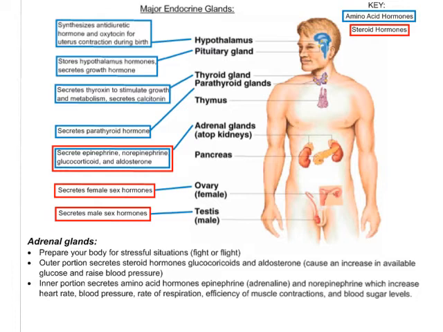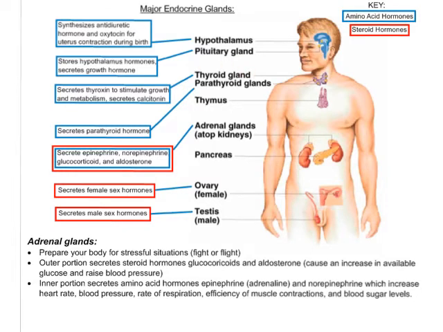So you'll notice that here we have the hypothalamus that we just discussed, the portion of the brain that controls the pituitary gland. It secretes amino acid hormones. It also synthesizes a couple of different hormones, antidiuretic hormone and also oxytocin, which contracts the uterus during childbirth. The pituitary gland is another amino acid hormone producer. It stores hypothalamus hormones, and it secretes growth hormone.